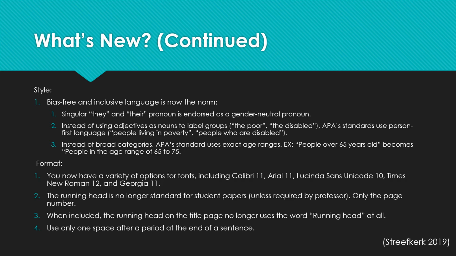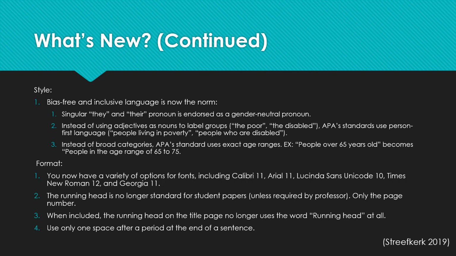Along that thread, we are encouraged to use age ranges rather than broad categories. So in the example we see, instead of saying "people over 65 years old," we would now say "people in the age range of 65 to 75." So we move on to formatting.